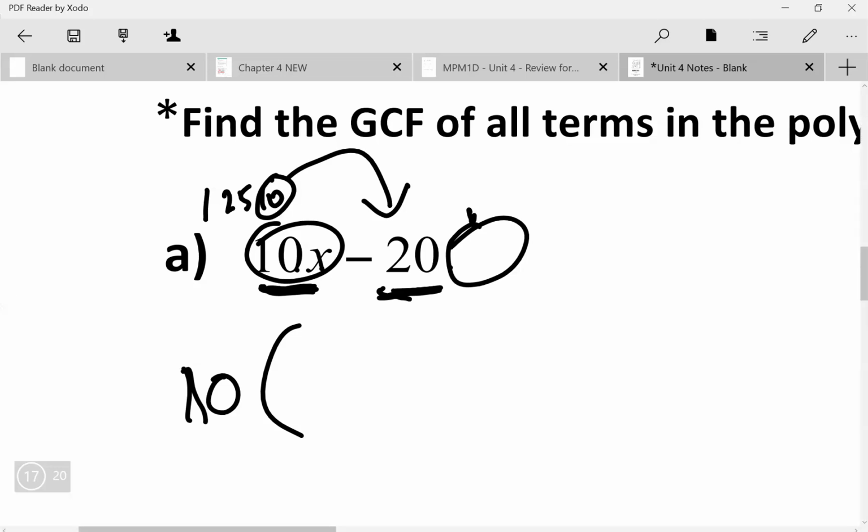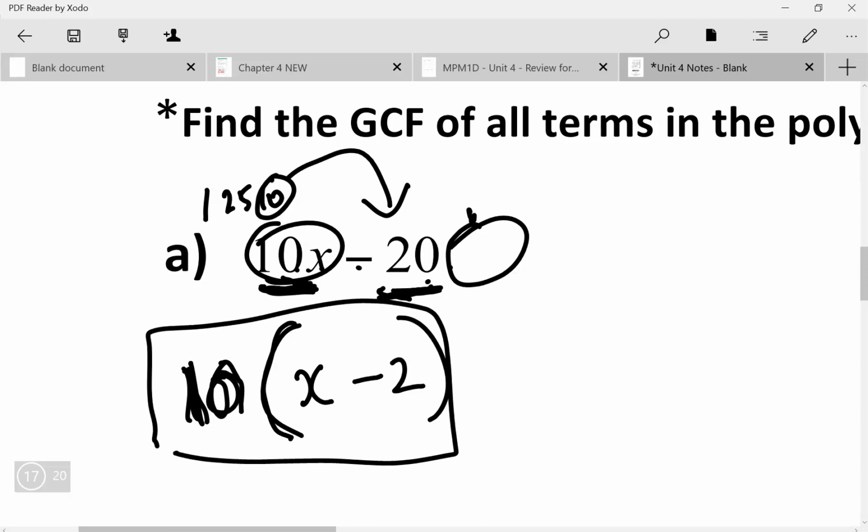So I put my 10 over here and then I open the bracket. Then what I have to do is divide out the 10 from each term. So 10x divided by 10 leaves me with an x. Negative 20 divided by 10 is negative 2. And this is my answer. This is me factoring this expression completely.